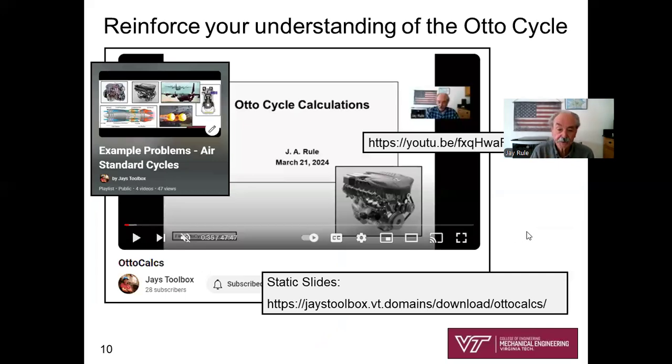If you need a little refresher in some of the details about Otto cycle calculations, again, go to Jay's Toolbox, the playlist, Air Standard Cycles, and you can click on some more information about the Otto cycle.